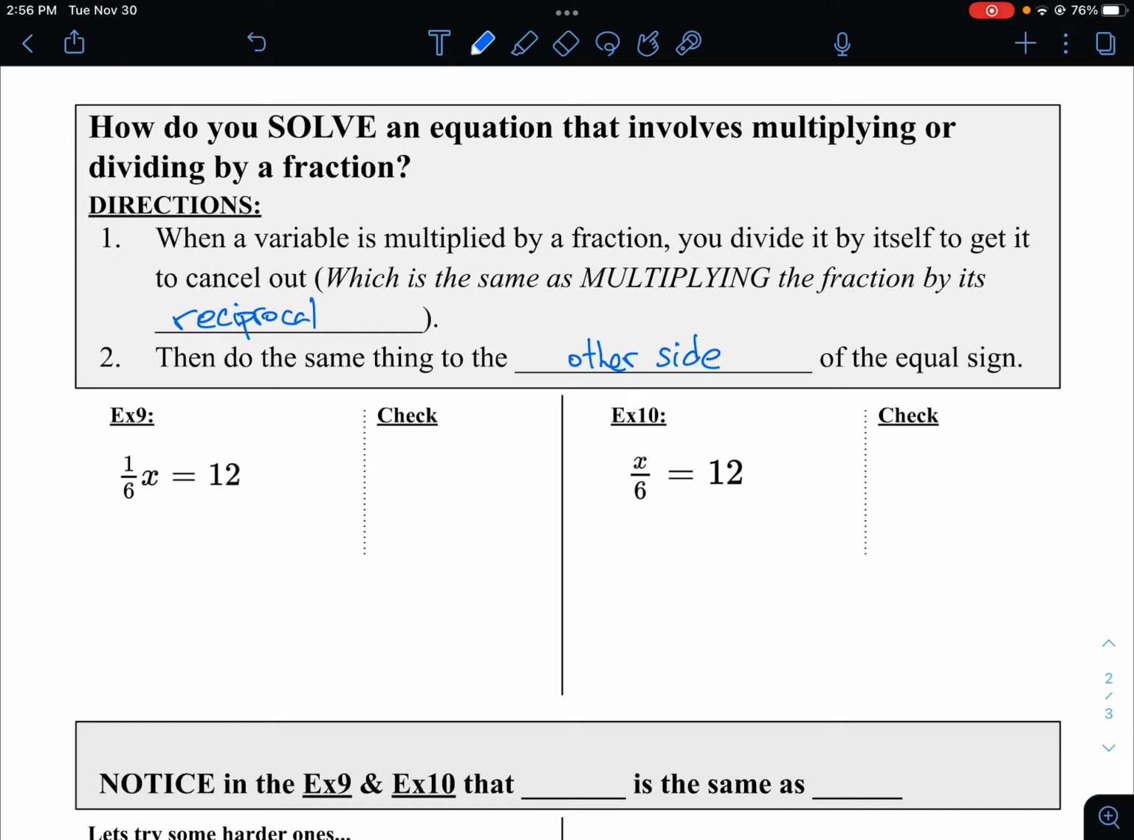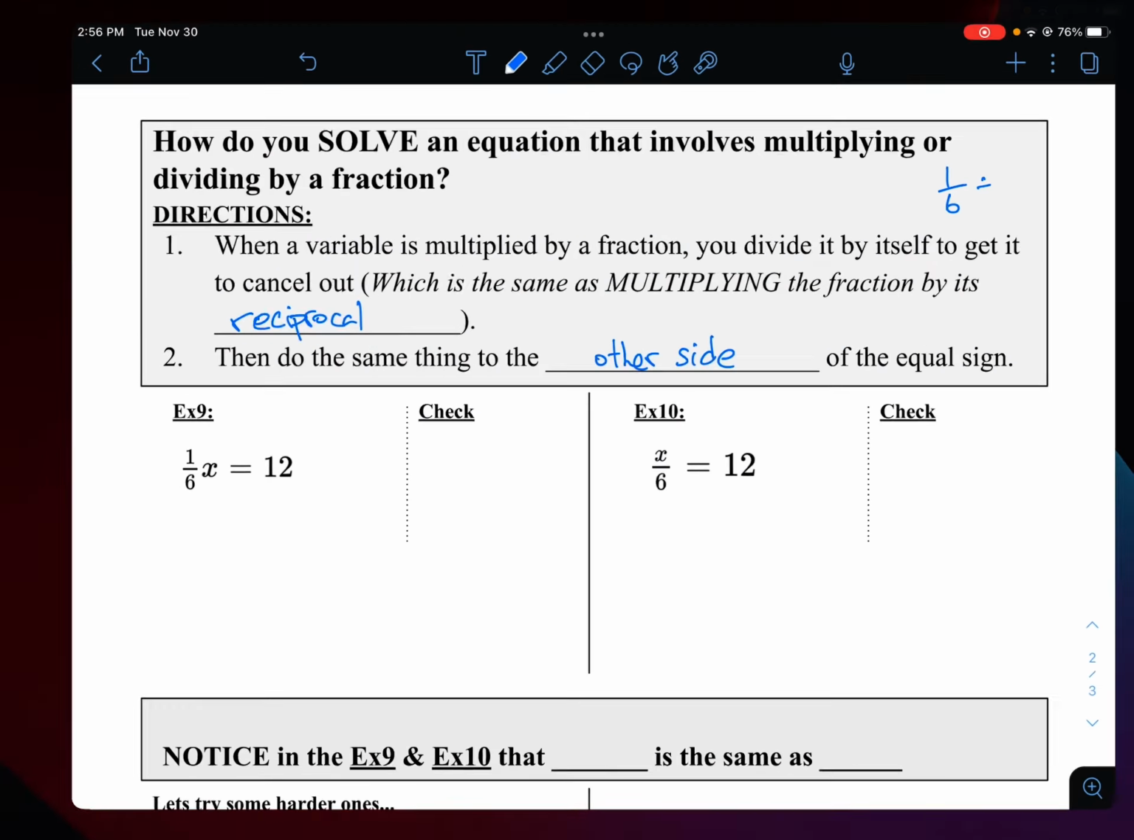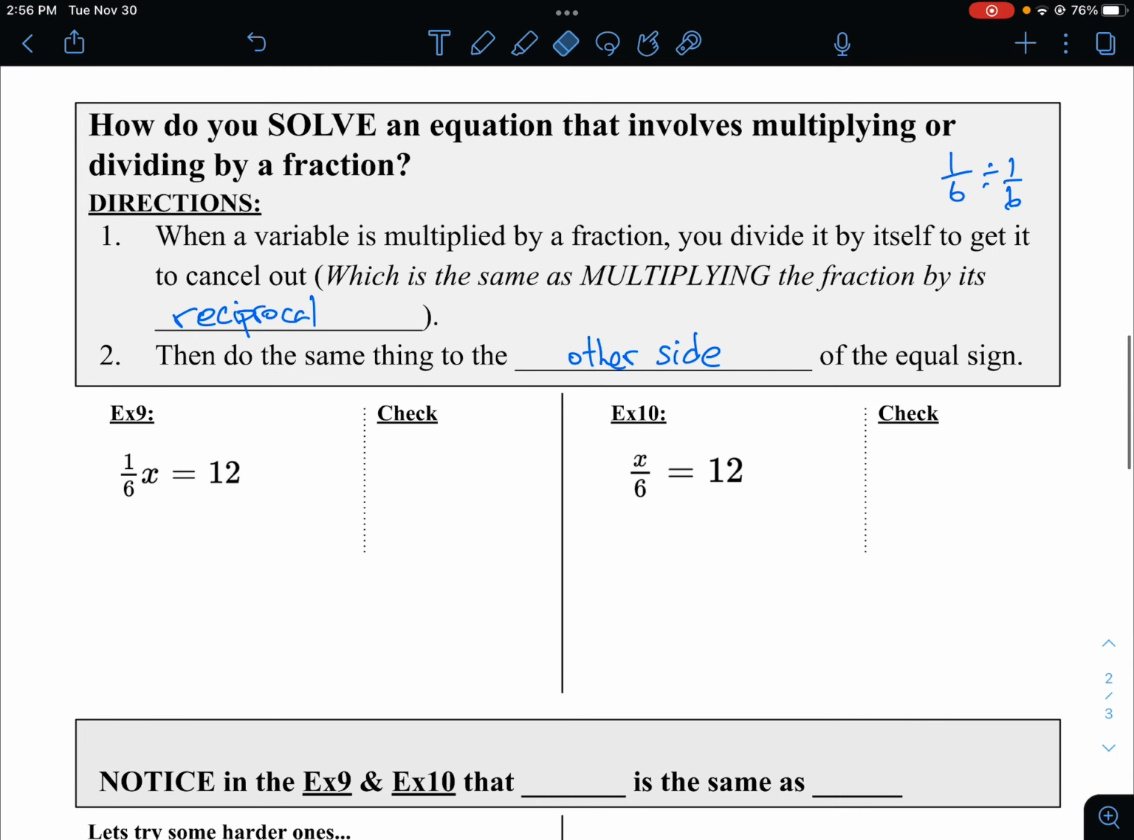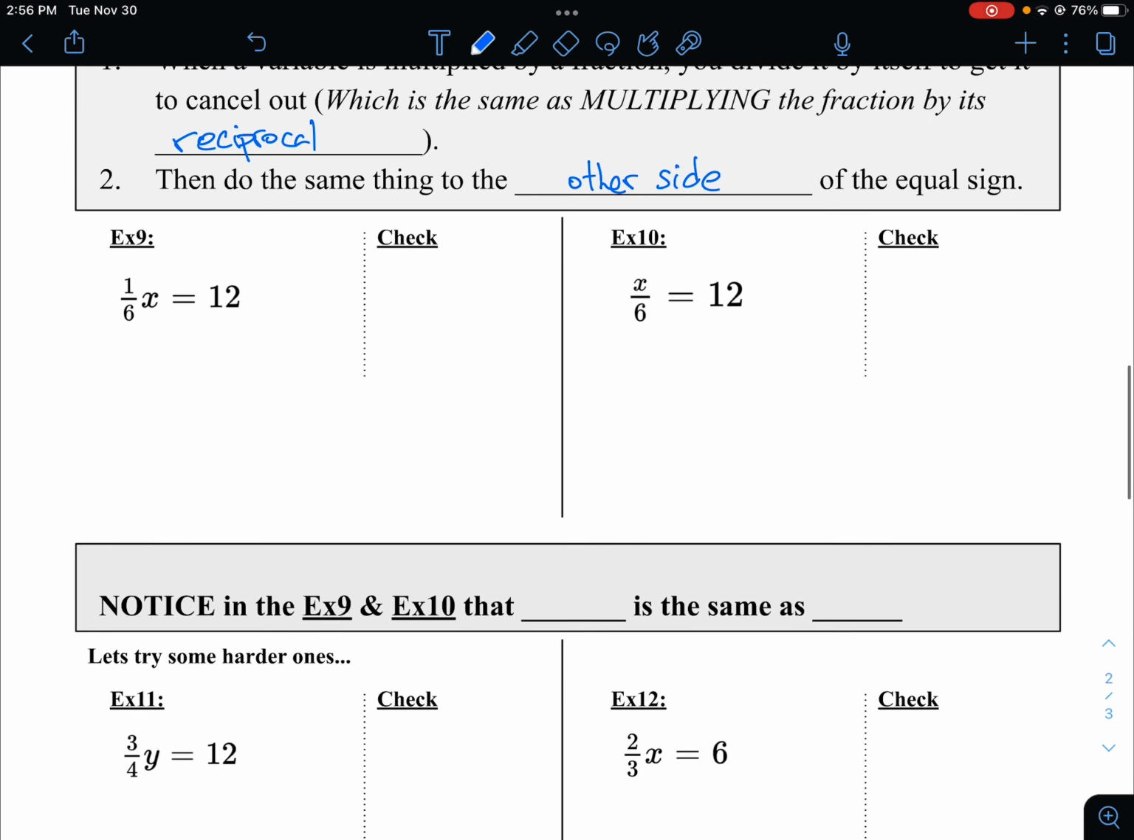What do we mean by that? Well, imagine we have 1/6. What's 1/6 divided by 1/6? It's 1, right? How do I actually do division with fractions? Well, if you remember, dividing by a fraction requires us to keep, change, flip. So let's do number 9.